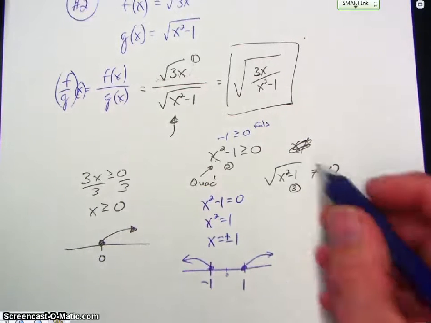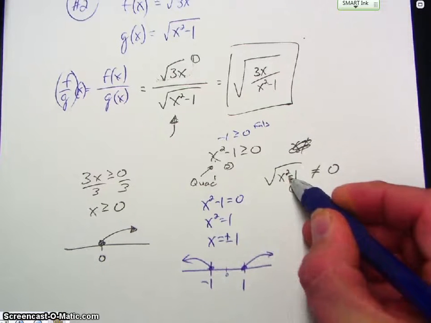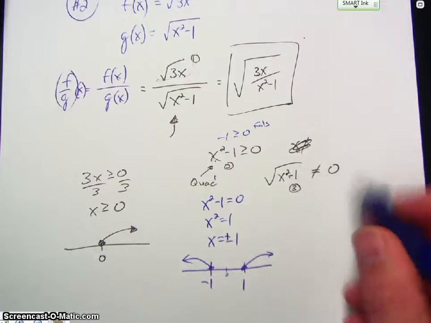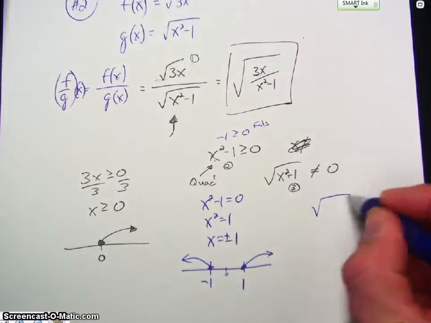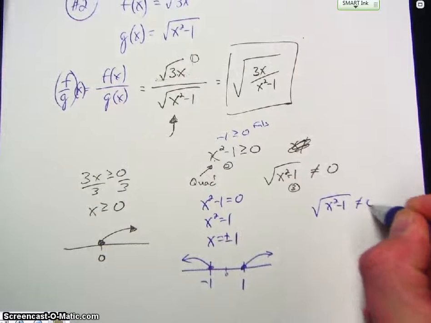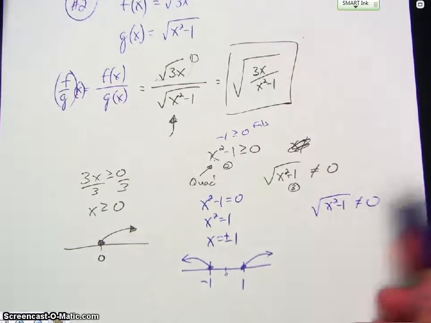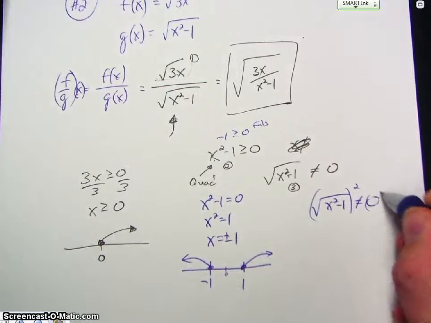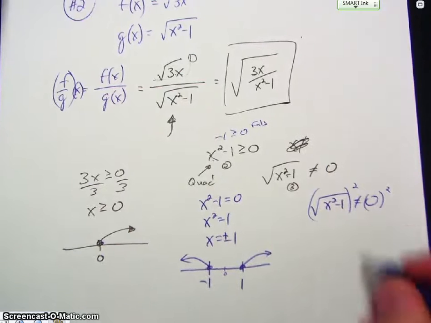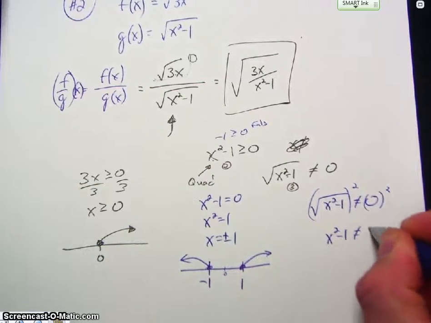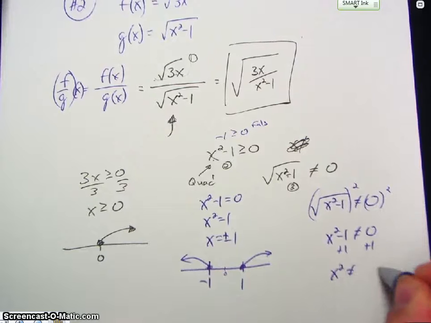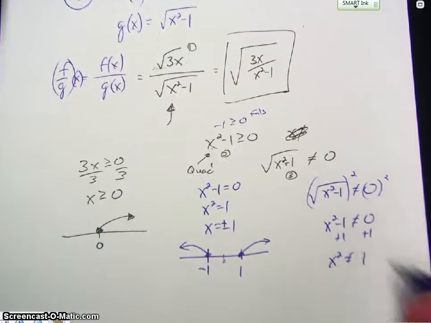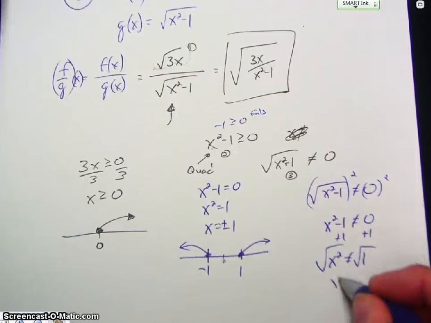Now we have this third part. Okay. So now here we're solving, so we can just go ahead right from here. I'm just going to solve for x. So I square both sides. So I get x squared minus 1 cannot equal 0. Add 1, so x squared cannot equal 1. Take the square root, so x cannot equal positive or negative 1.